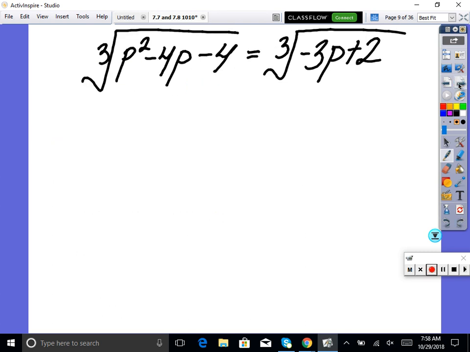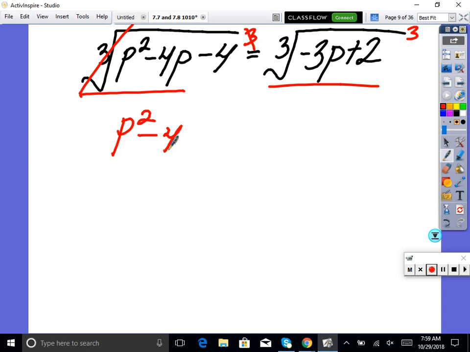Okay, so what would we do with this one? Isolate the radical. Well, here's a radical and here's a radical. If you have 2 radicals, you always want one on one side and one on the other side. So, done. Then how do you undo a cube root? Cube both sides. Well, look how nice this one ends up being. Root cancels out with power. So we have p squared minus 4p minus 4 is equal to, root cancels out with power, negative 3p plus 2. That one worked out nicely.